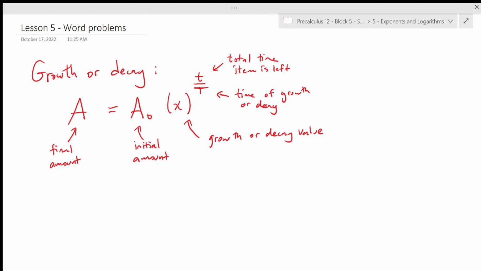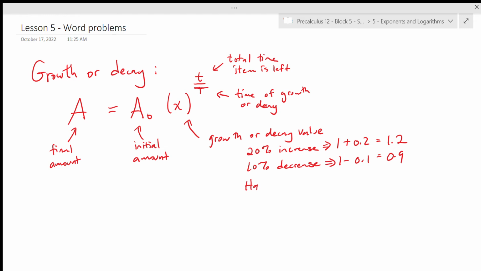So for example, a 20% increase would be 1 plus 0.2 or 1.2. And a 10% decrease, just like with those sequences and series problems, would be 1 minus 0.1 or 0.9. The one that you're going to see a lot is half-life. That would be 0.5 because we're looking at when it's decayed to half of its initial value.